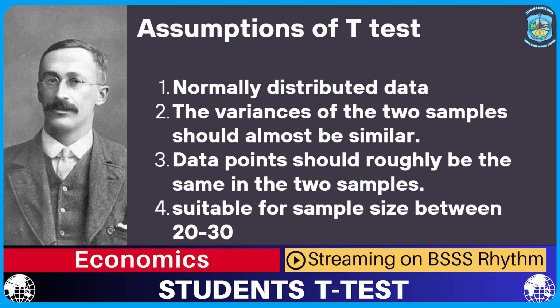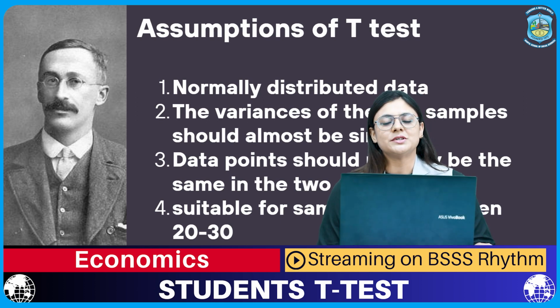There are certain assumptions that are required for carrying out a t-test. So the first one is that the distribution of the data should be normal, and the next is that the variance of these two samples should be almost same. That means the variance should not be very varied between the two samples. Next is that the data points should be roughly same in the two samples. Here we had equal data points in both the sets, as well as in the last one, it is not advised to use a t-test for a sample greater than 30. So if you have the values between 20 to 30, it is advisable to use the student's t-test.